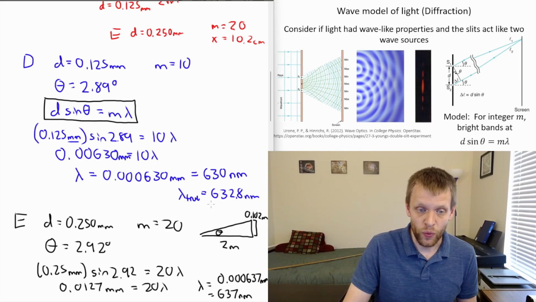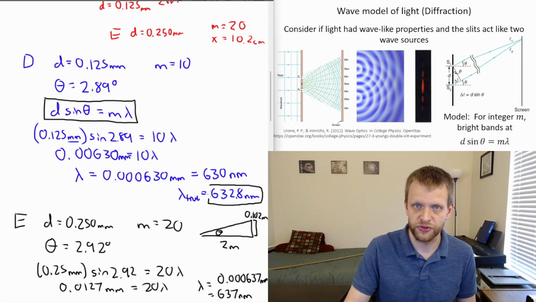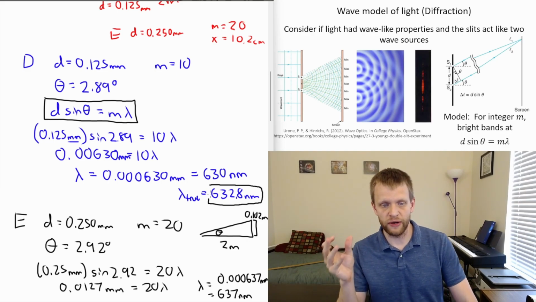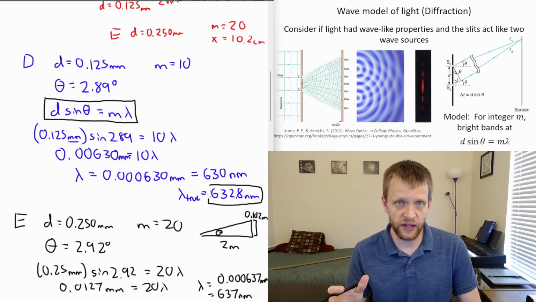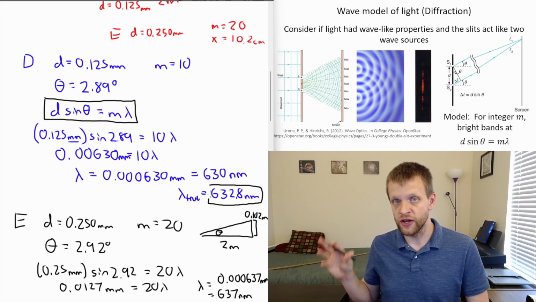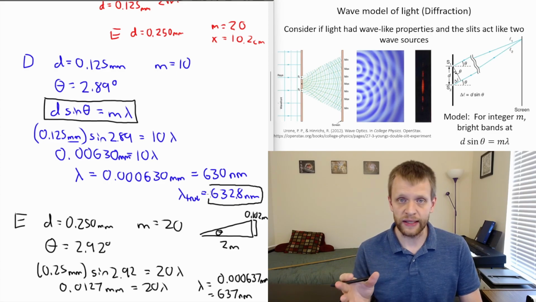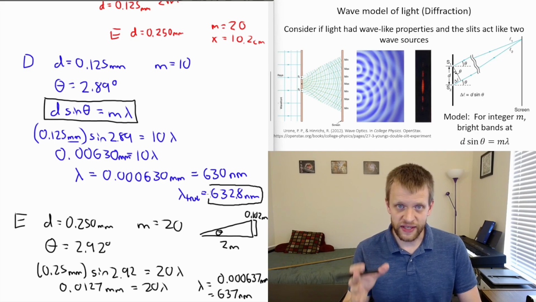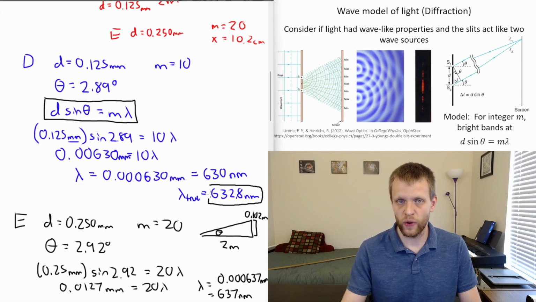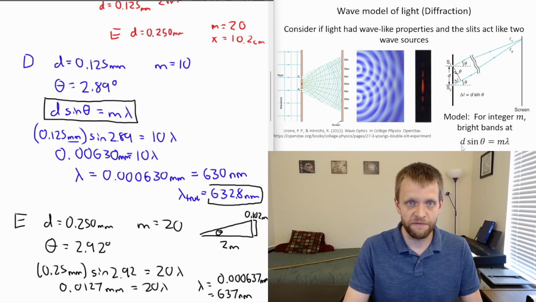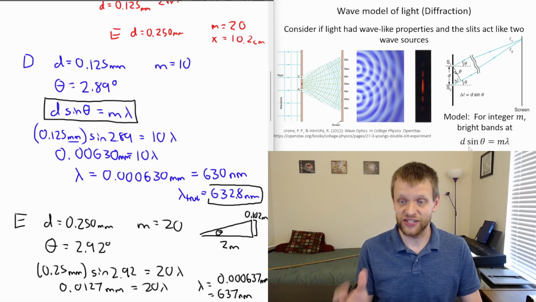Notice again, we're still getting very good agreement. I think this is less than 1% off. We're still getting very good agreement between the true wavelength of the light and the wavelength that we measured using this diffraction effect. Again, it would be very, very unlikely for these numbers to have worked out so nicely and matched up with each other if this was purely by chance. So this is data that supports this wave model of light, and this wave model of light makes testable predictions.